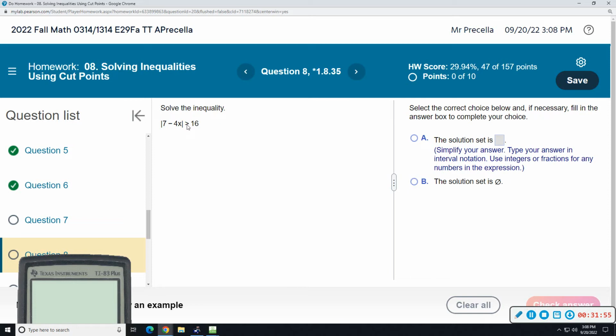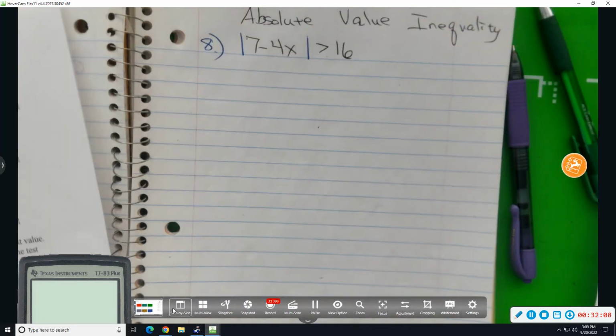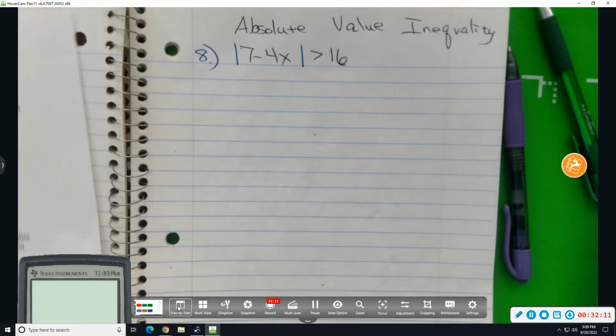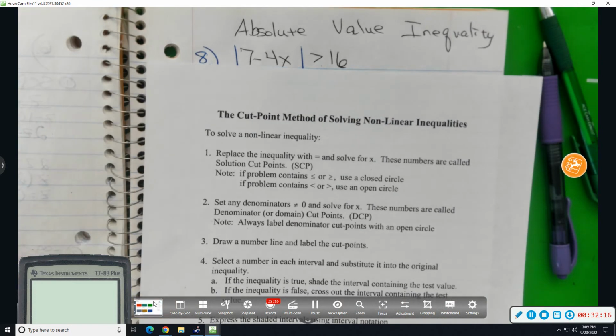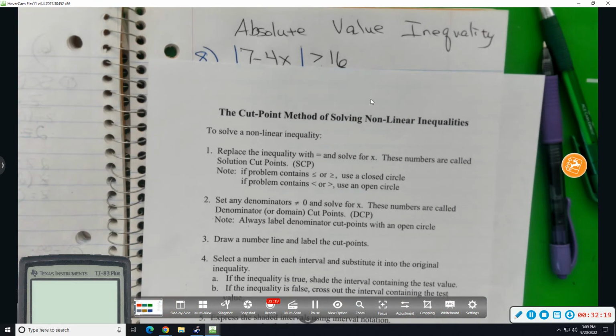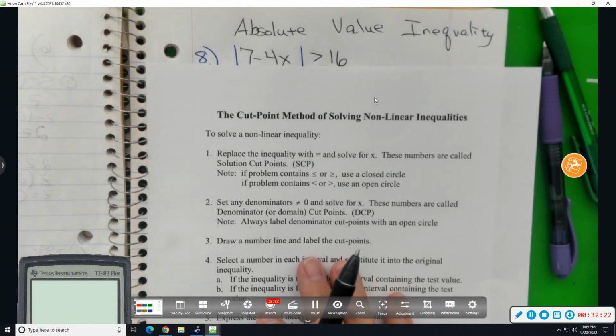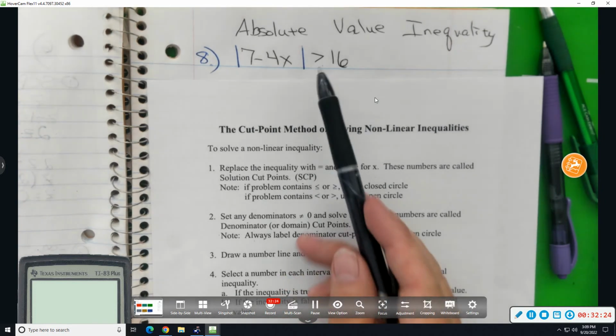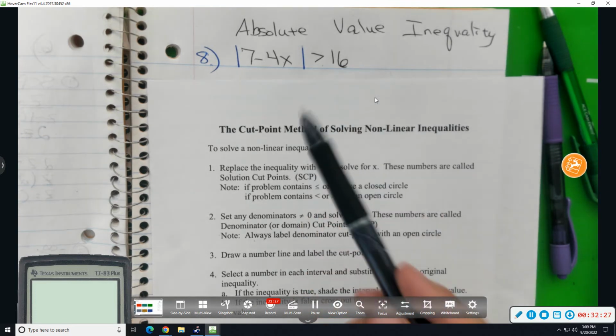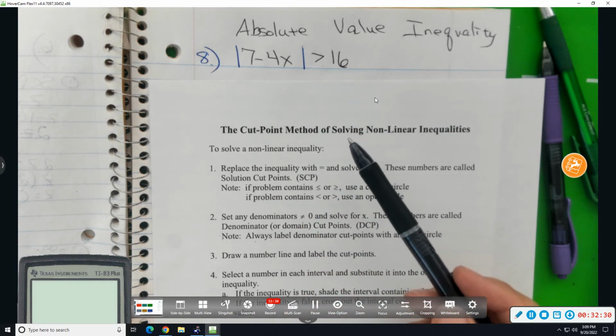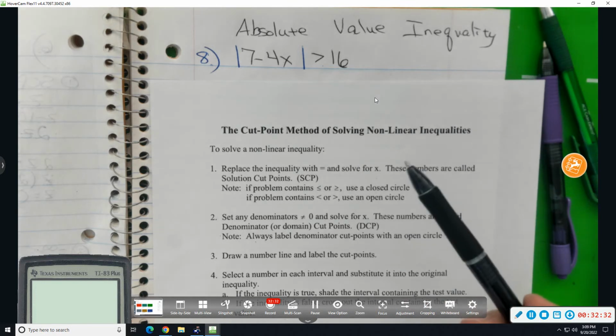This is an absolute value inequality. Switch it over. Are there going to be any denominator cut points? What do y'all think? Looking at this absolute value inequality, there are no fractions in the problem, so no denominator cut points. But what's the first step of the cut point method? Replace the inequality with an equal sign. That's why we practiced solving absolute value equations on Thursday.